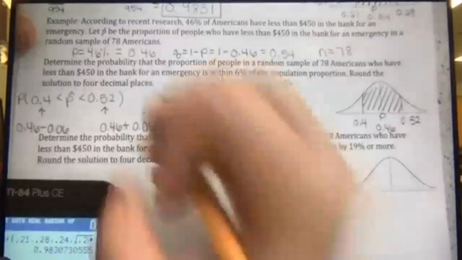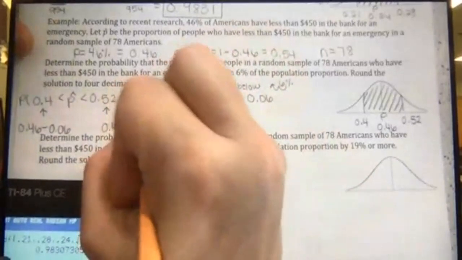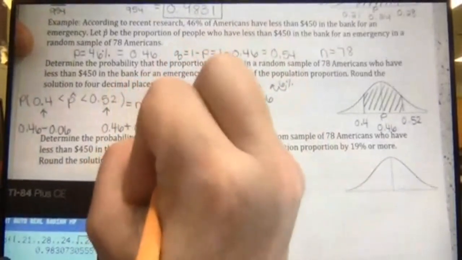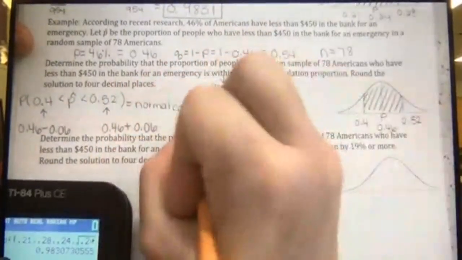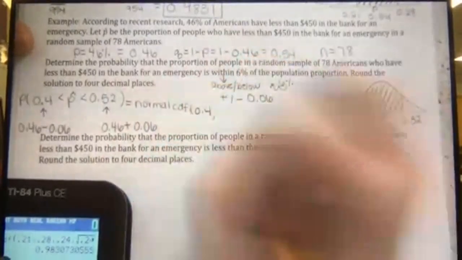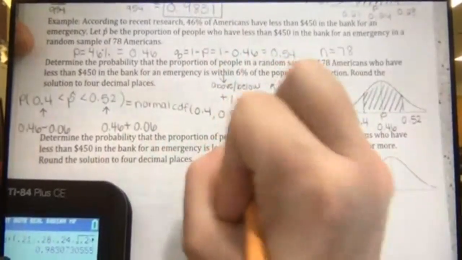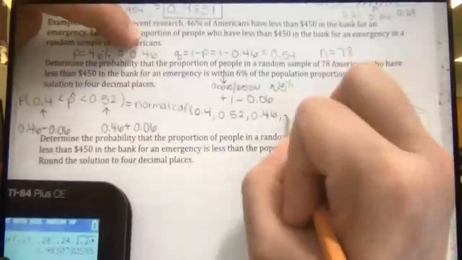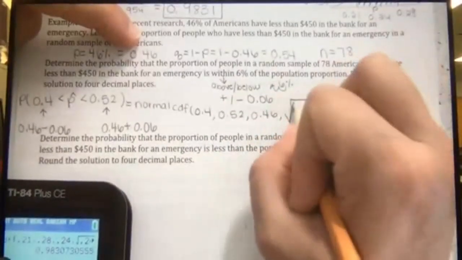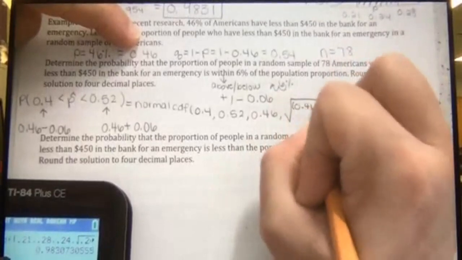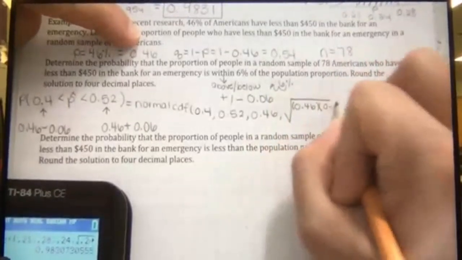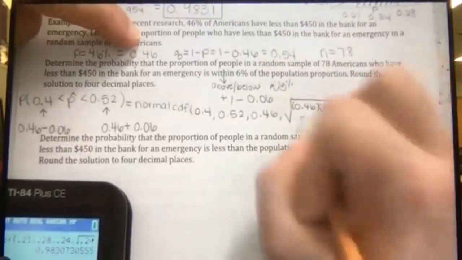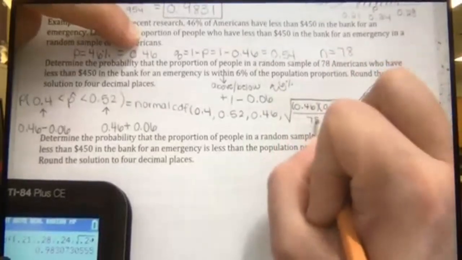So same thing, normal CDF. Our lower boundary is 0.4. Our upper boundary is 0.52. Our p-value is 0.46. And our standard deviation is the square root of p, which is 0.46, times q, which is 0.54, all over n, which is 78.